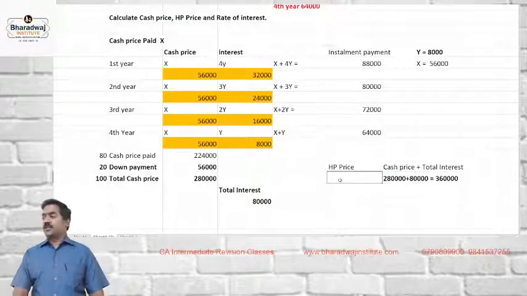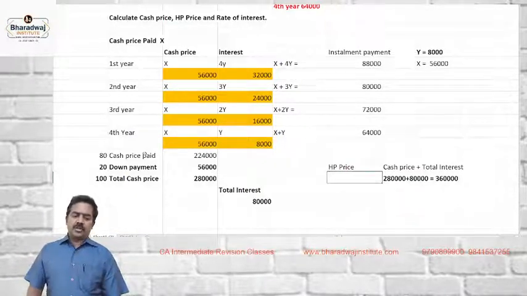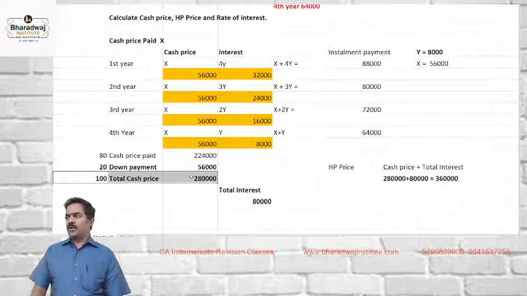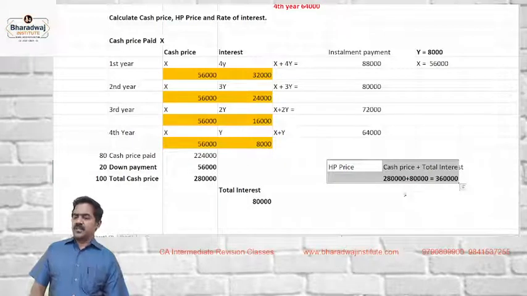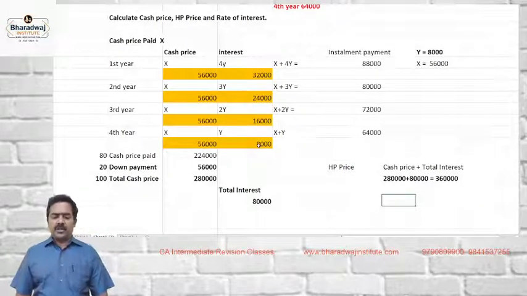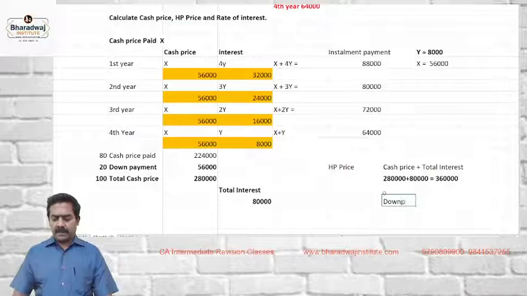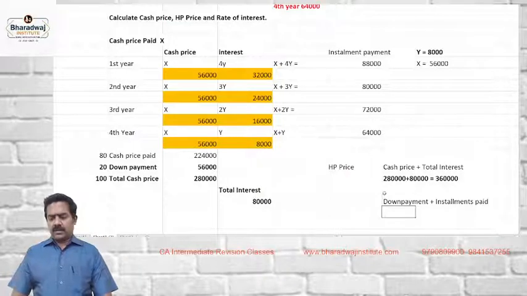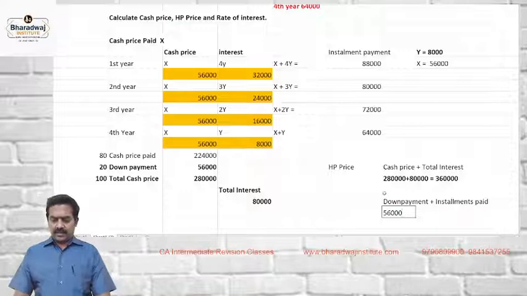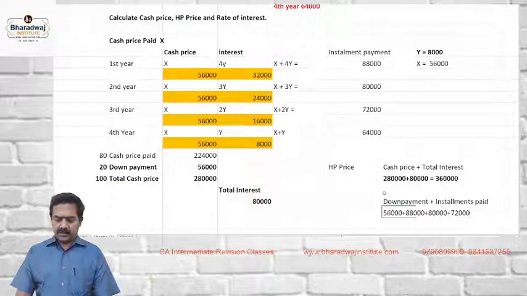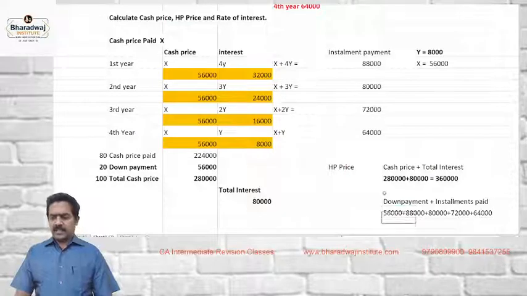That is the hire purchase price. The question is not over. They ask you to work out which price? Cash price, yes, we worked out. Of course, total interest is for our reference only. Cash price plus total interest will give us the hire purchase price, or you can do down payment plus installments. Down payment is 56,000 plus all the installments: 88,000 plus 80,000 plus 72,000 plus 64,000. You will get the same answer.